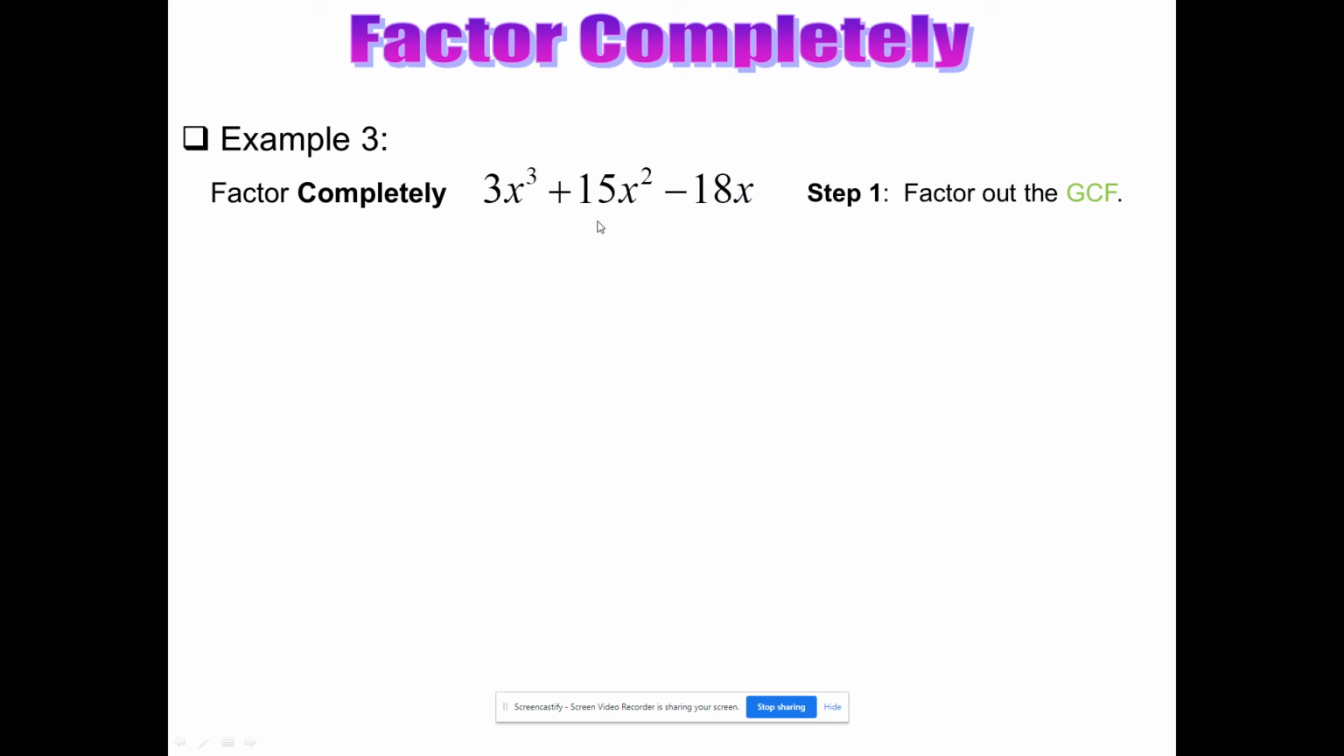Okay, but there's something else. I got a 3, I got a 15, I got an 18. Okay, and they are all divisible by 3. So my GCF is actually 3x.